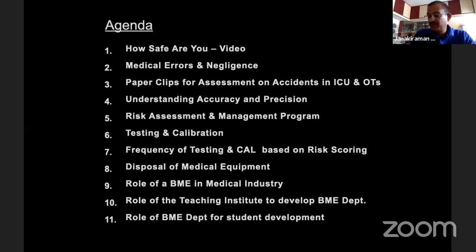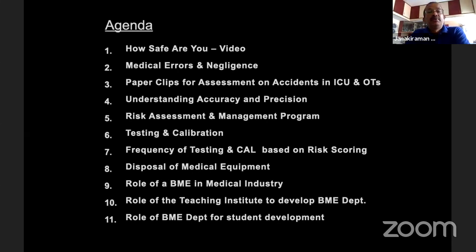Many accidents take place. Since I am a service engineer, I have seen how many accidents have taken place inside the ICU and the OT. Everything is swept under the carpet. And when they come out, they tell a different story to the relatives, which is very sad. Medical errors and negligence happen inside. We are not going to pinpoint who is at fault. We are going to see how this can be avoided.